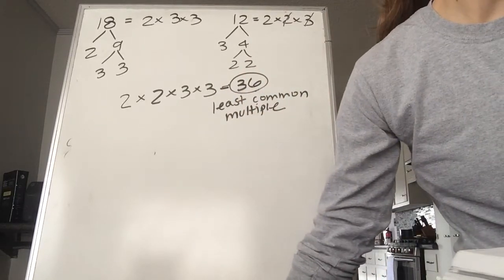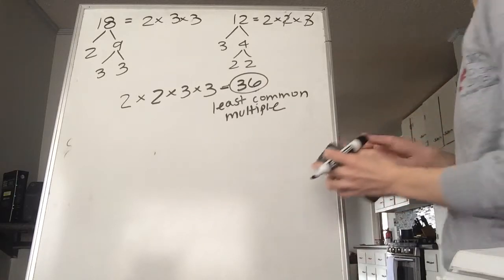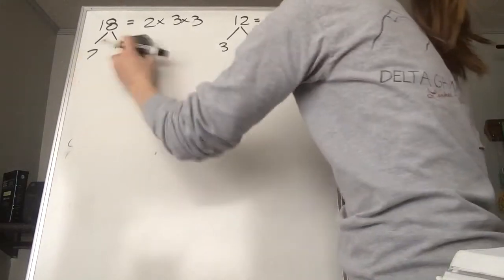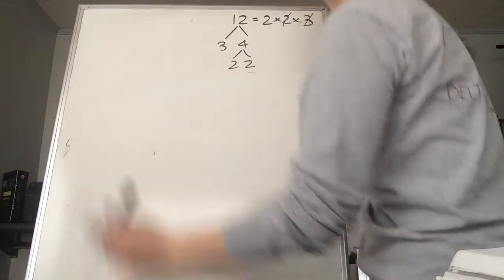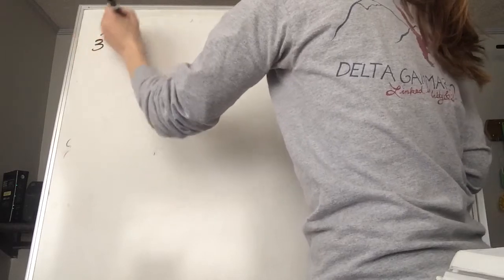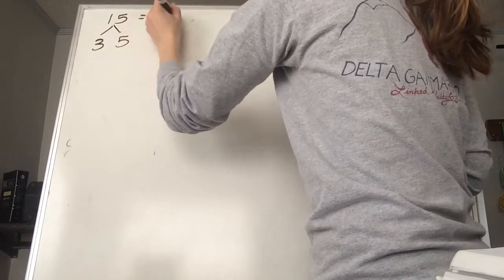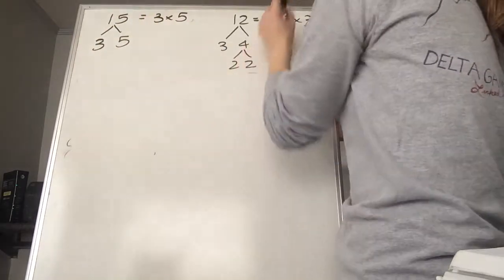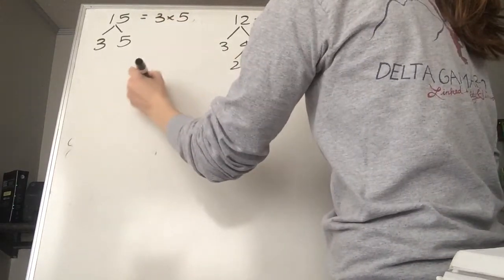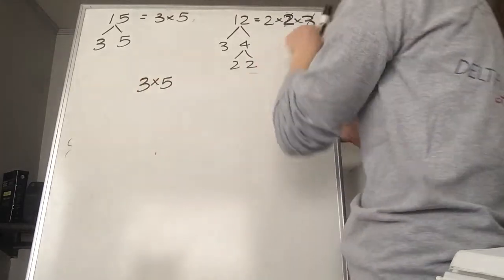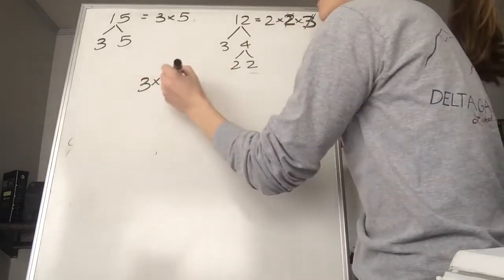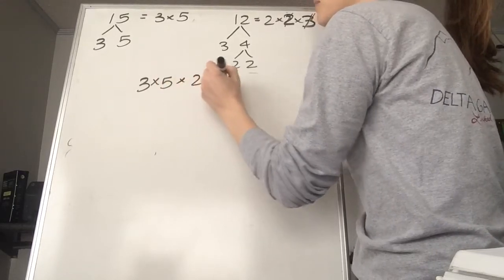Okay, number 9. 12 and 15. So I'm going to leave my 12 up there. Let's do 15. So we said that was 3 and 5. Okay, so let's write out our factors. So 3 times 5. And then we already have one 3. We don't have any 2, so we need to write times 2 times 2.